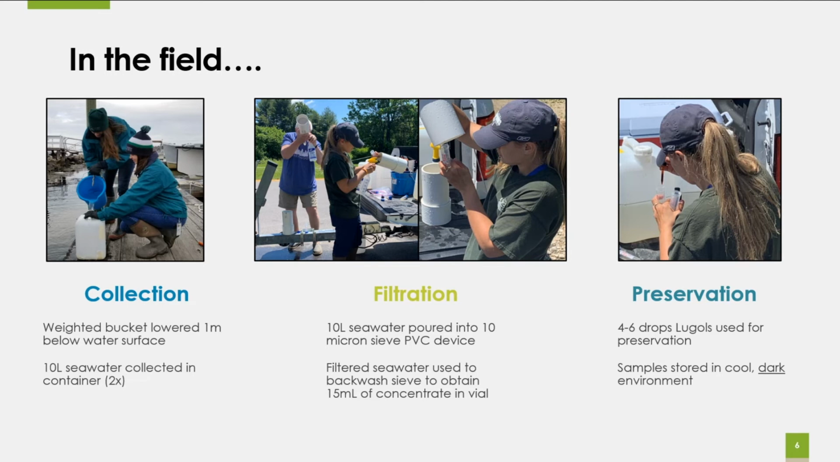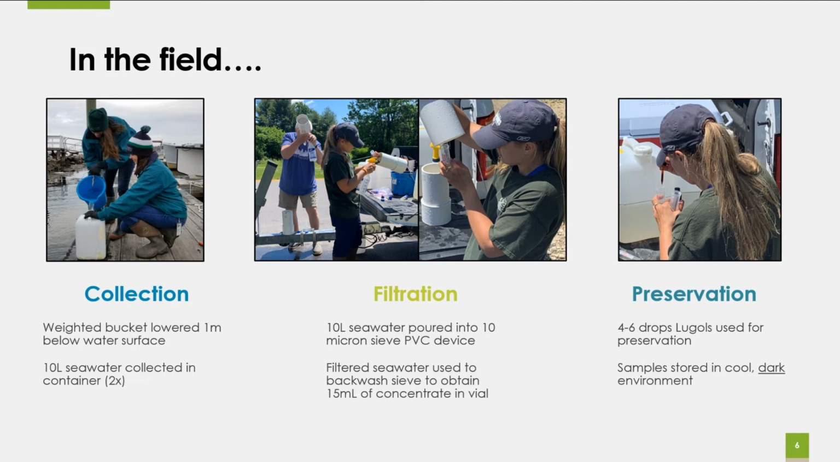So collection ultimately happens, we have this weighted bucket that Chris actually just made. Chris does it a lot. He makes some of our equipment. It's good. It's literally just some weights, what kind of weights are they that you use? Oh yeah, okay, so he found some weights and attached them with zip ties to a bucket so that it sinks when we put it in the water. And so we lower this bucket about 1 meter below the water surface and then pull it up and collect 10 liters of seawater.